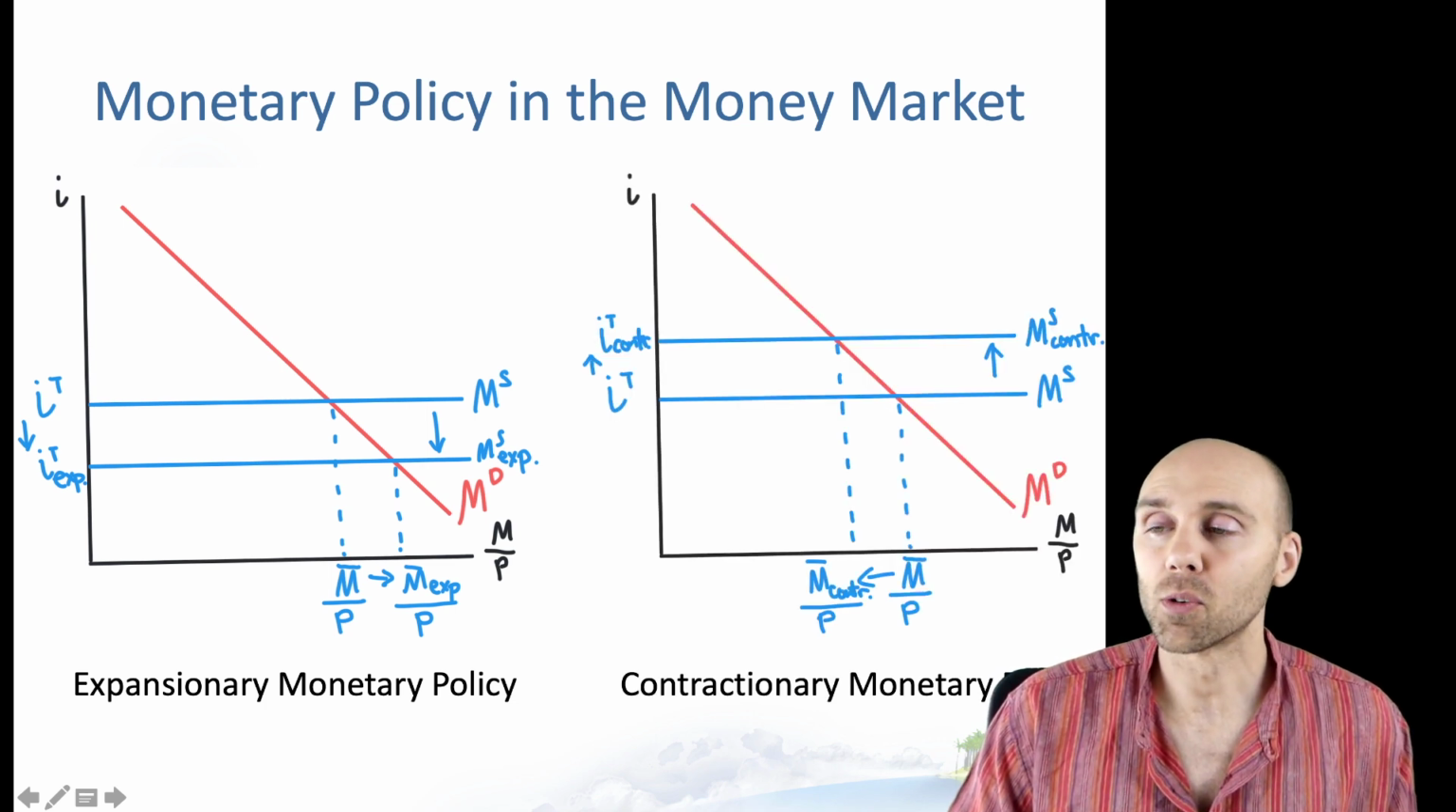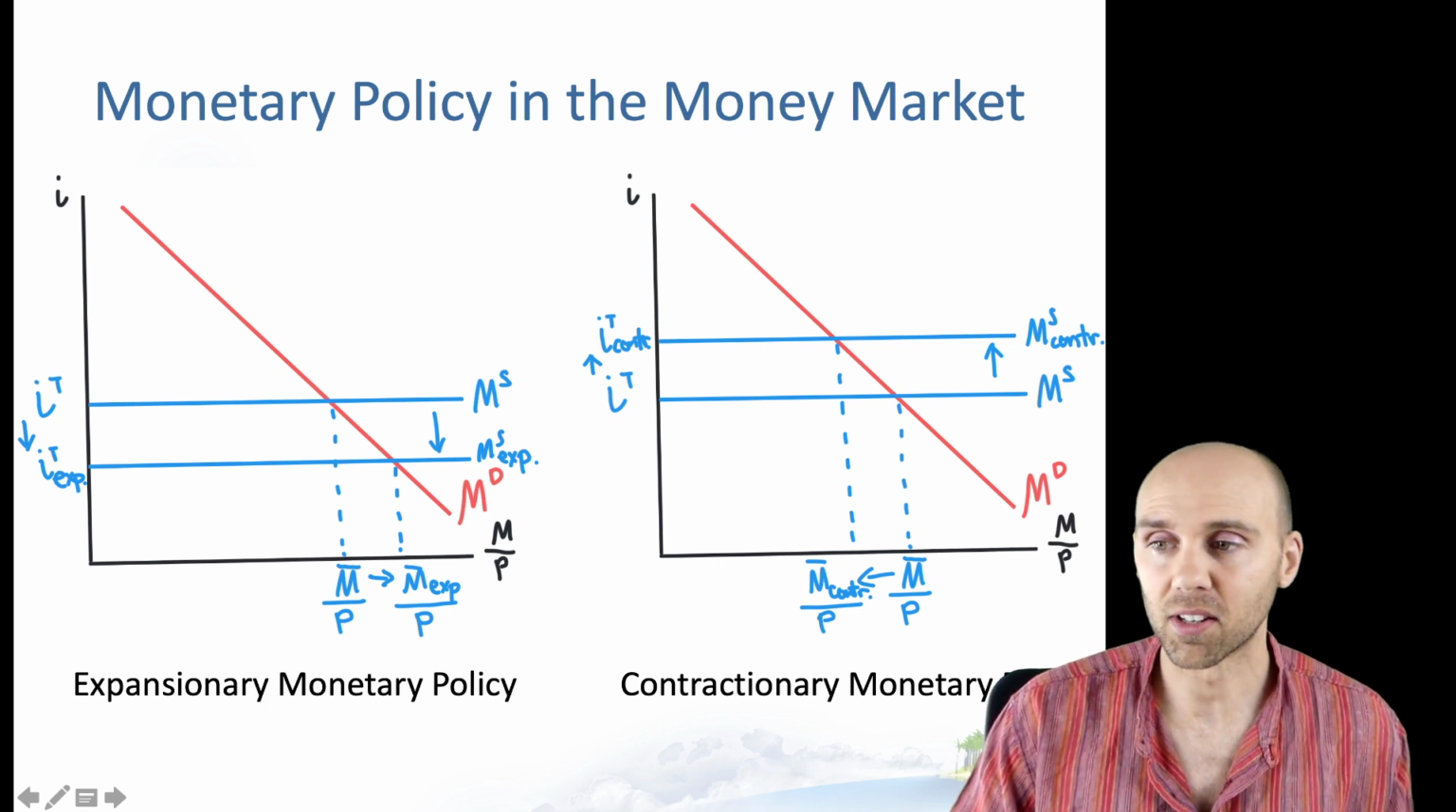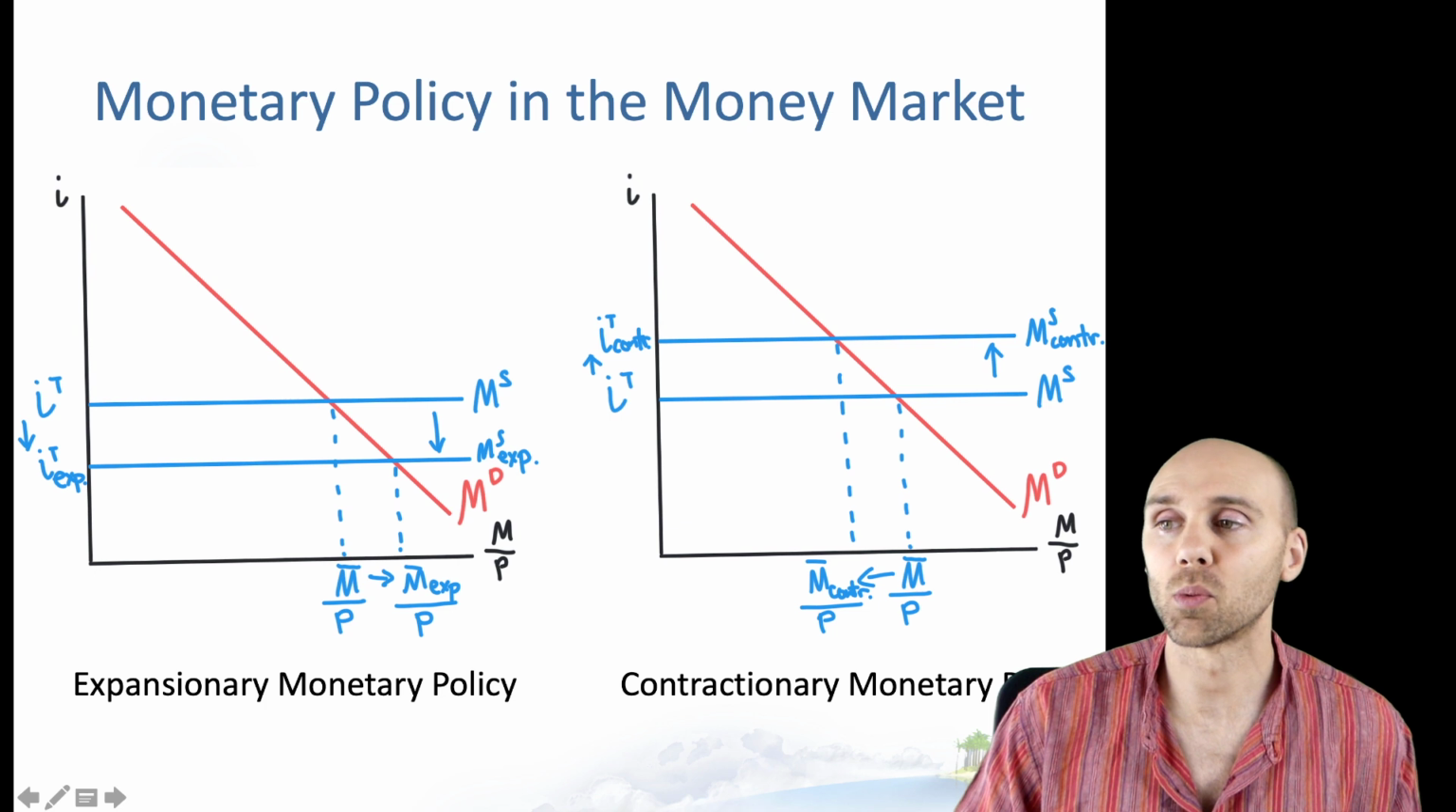Exactly the opposite happens when we set a target cash rate that is higher than our current one. So that's contractionary monetary policy. In that case, we need to decrease the money supply.